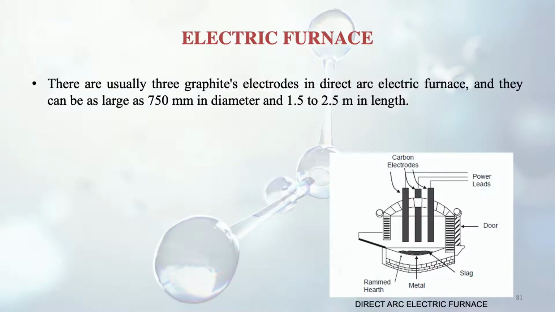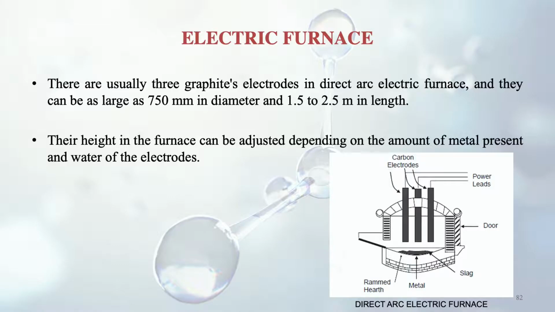There are 3 graphite electrodes, as I told you in the diagram. These are the 3 graphite electrodes in the direct arc electric furnace, and they can be as large as 750 millimeters in diameter and 1.5 to 2.5 meters in length. That means around 4 feet to around 7 feet. Their height in the furnace can be adjusted depending on the amount of metal present. So they can go up or down depending upon the molten metal at the bottom, and also on the wear of the electrodes.